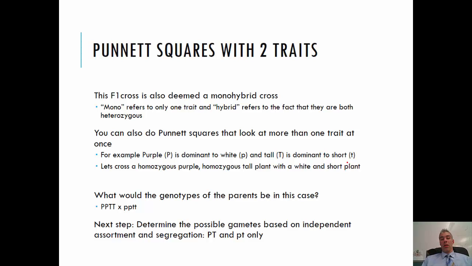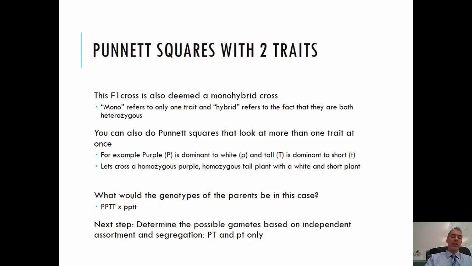So for example, if we say purple is dominant to white, which we just did, but tall is also dominant to short, we're going to cross a homozygous purple, homozygous tall plant with a white, short plant. So the cross in this case would be right here: homozygous purple, homozygous tall, with homozygous white, homozygous short.